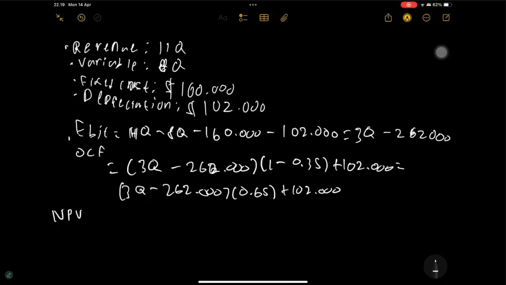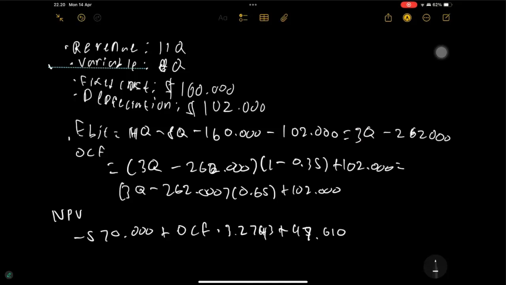The NPV, minus 57,170,000, plus OCF times 3.2743, plus 37,610, equals 0.